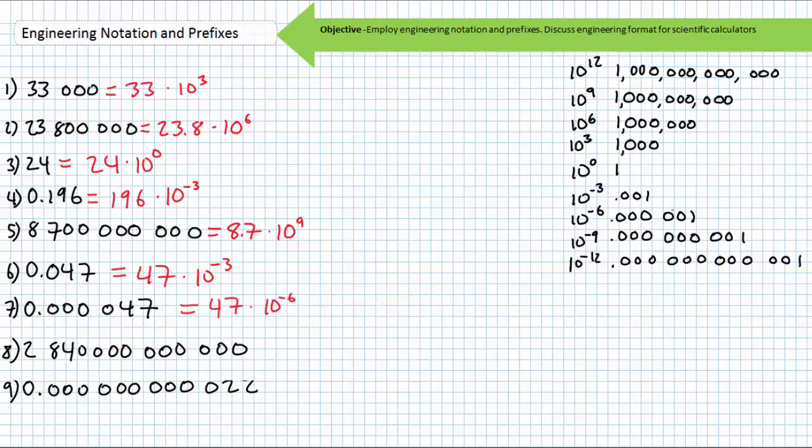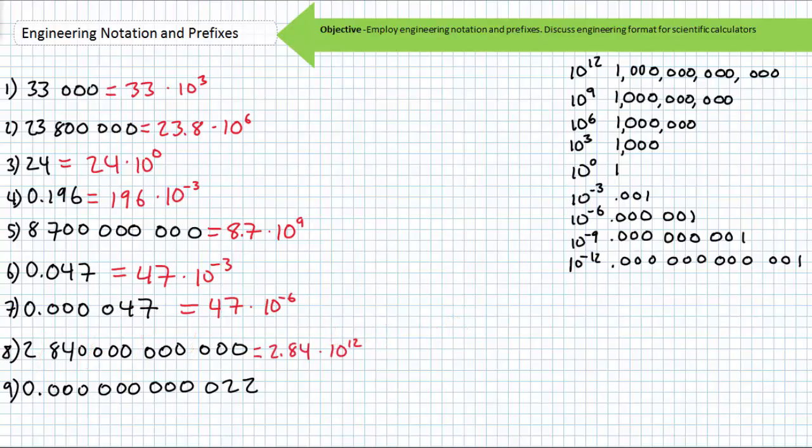For our next number, 2,840,000,000,000, I would divide it up into groups of 3 in the following fashion. The coefficient in this case is 2.84. It's a number less than 1,000 and greater than 1. I'm multiplying this by 1 trillion, where 1 trillion can be written as 10 to the 12th power. Therefore, 2,840,000,000,000 is better expressed using engineering notation as 2.84 times 10 to the 12th.